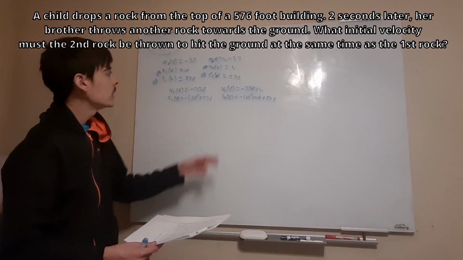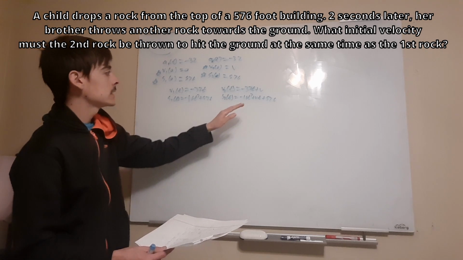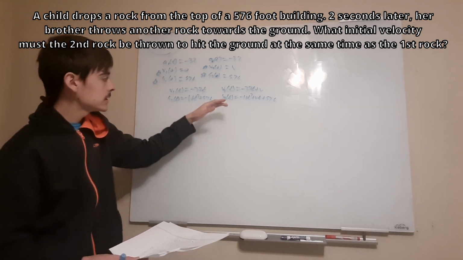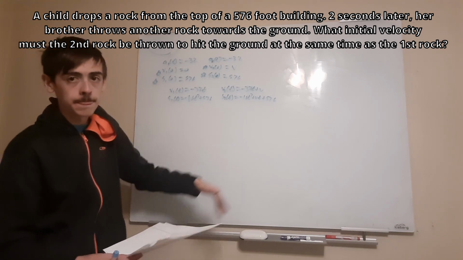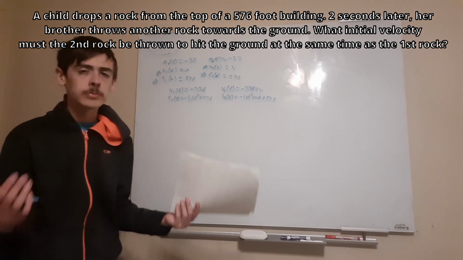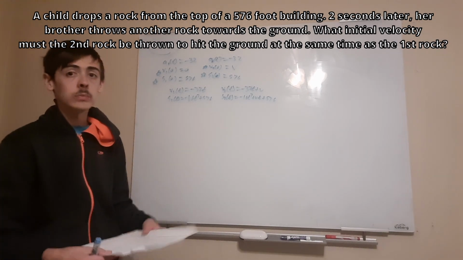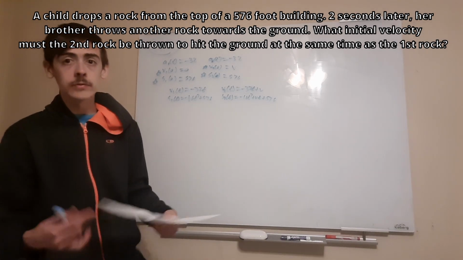So remember, we want to find the initial velocity such that the second kid, who threw his rock 2 seconds later than the first kid, such that both the rocks hit the ground at the same time. So what we should probably do first is find what time the first kid's rock hit the ground, and then we can use that to hopefully solve for other stuff in the problem.